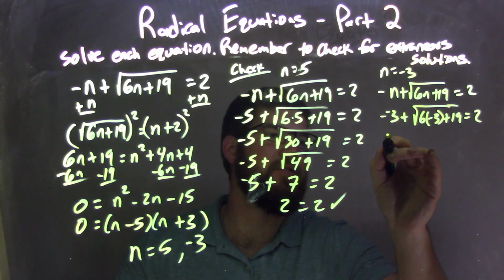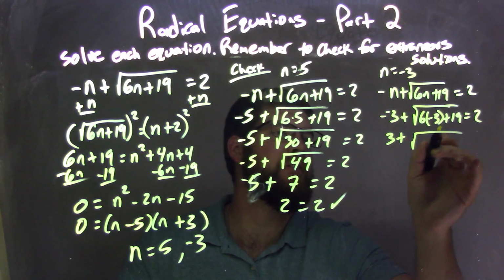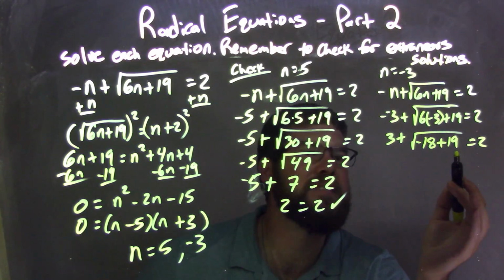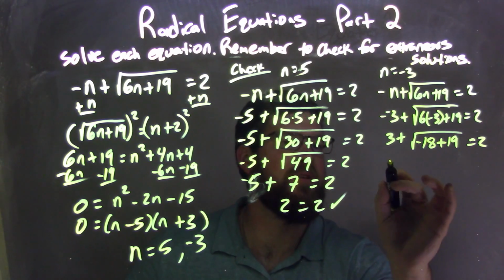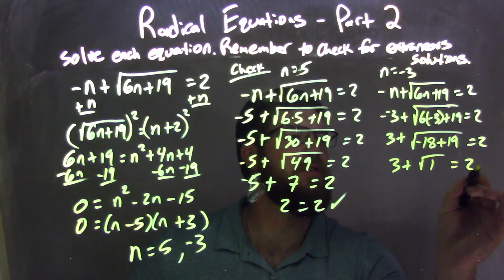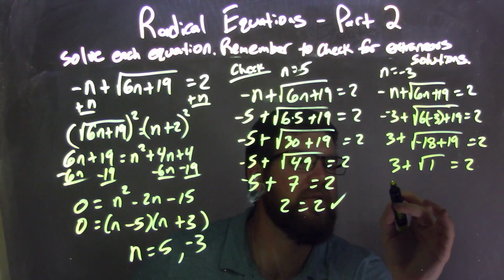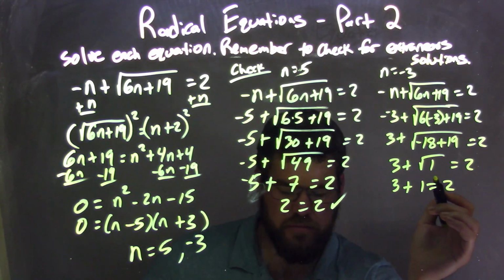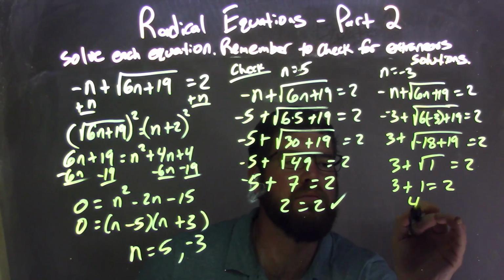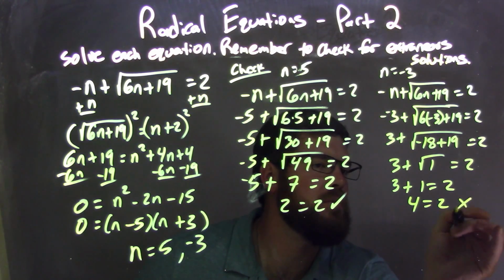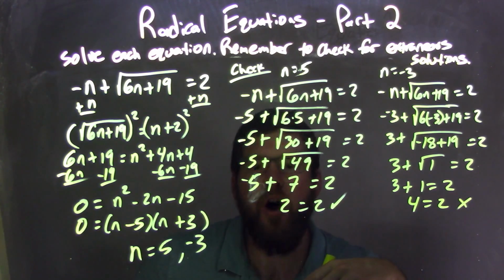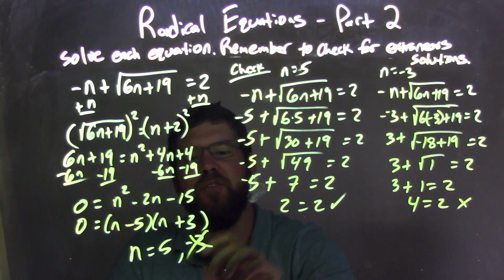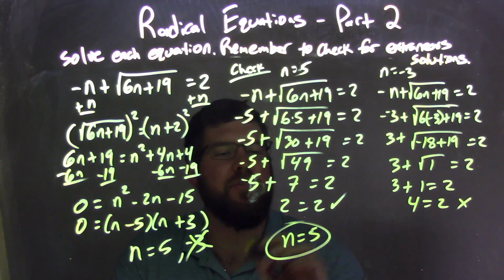Well, negative negative 3 is just a positive 3. Plus the square root of 6 times negative 3 is negative 18, plus 19 equals 2. Negative 18 plus 19, well, that's just 1, right? So we have 3 plus the square root of 1 equals 2. Well, square root of 1 is just 1, so we're left with 3 plus 1 equals 2. And 3 plus 1 is 4. Does 4 equal 2? No. Not a true solution. So that means negative 3 is our extraneous solution, and so our only real solution is n equals 5.